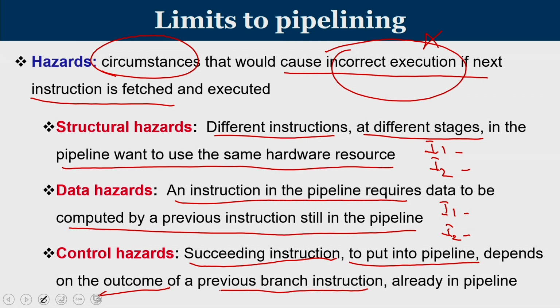Here also we can have 2 scenarios. Let us say I1 and I2. I will bring I2 if the branch in I1 comes out with one particular outcome. I am not supposed to bring I2 if the outcome of the branch in I1 is a different scenario. So, whatever instruction I am going to put into the pipeline depends on the outcome of a previous branch which is not yet completed in execution.